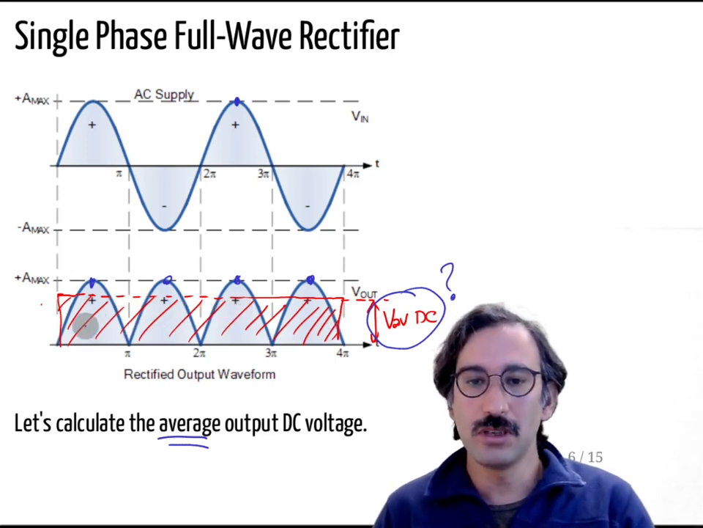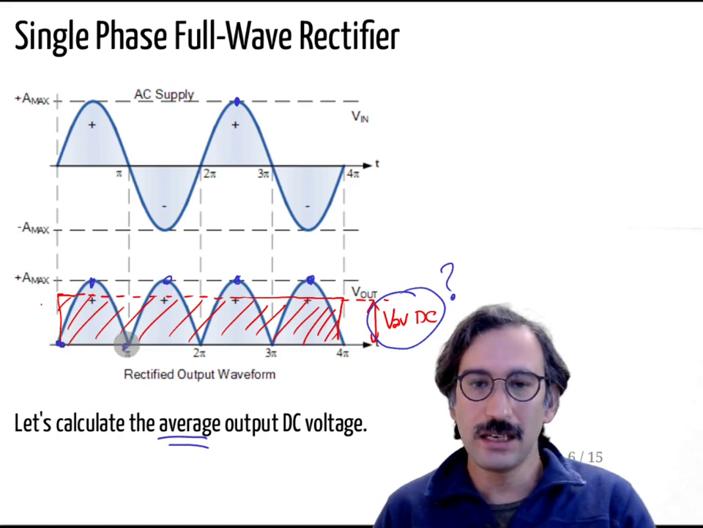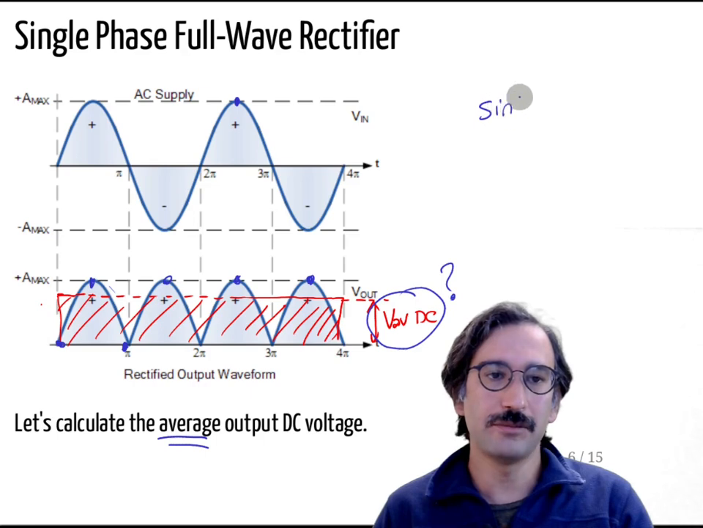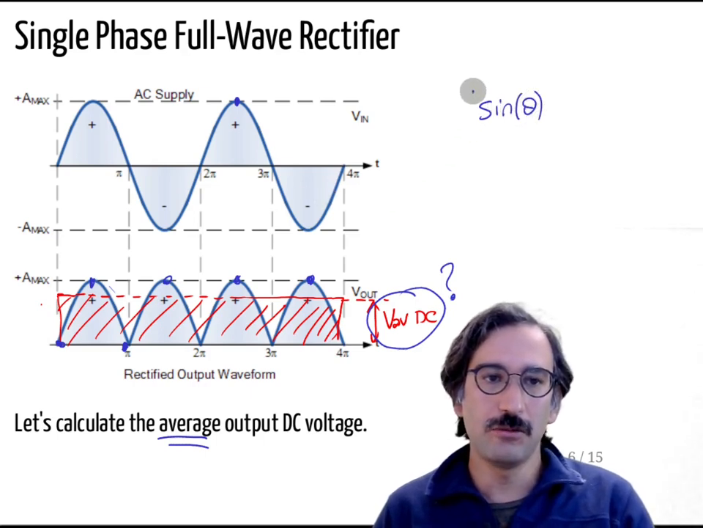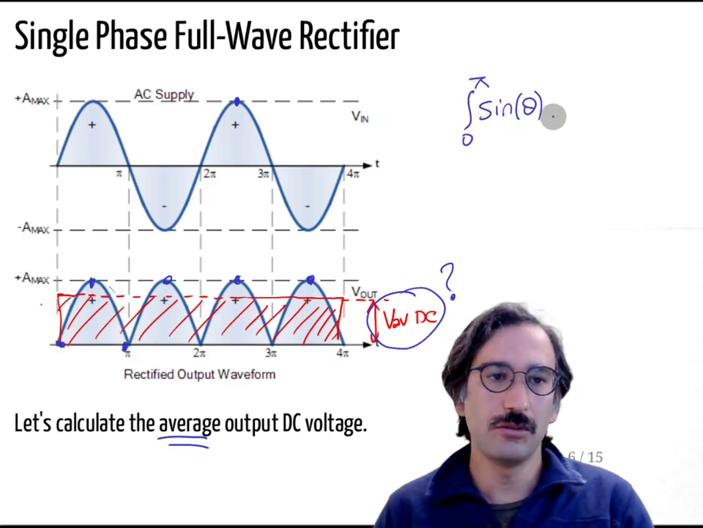In other words, if you take the average of that sinusoid, let's say we have sin theta, and you integrate from 0 to pi, d theta, this will give you the area, and if you multiply it by 1 over pi, that will give you the average voltage.